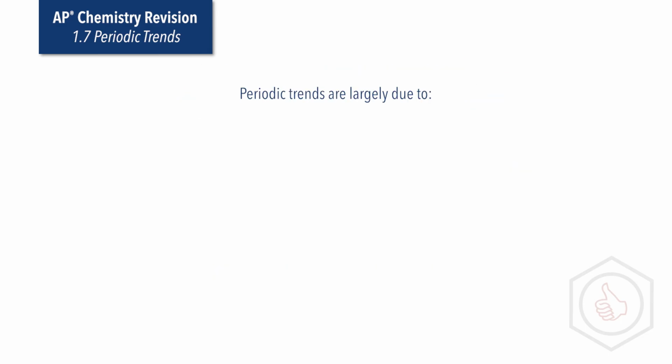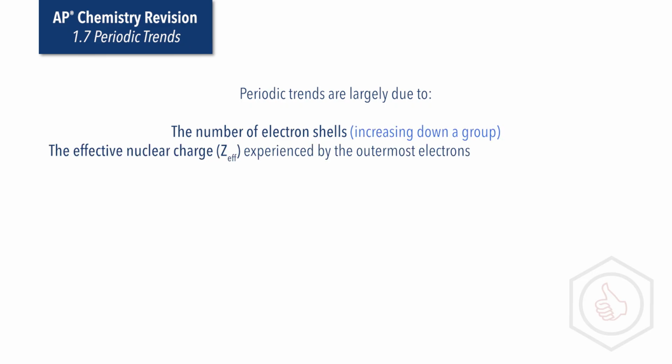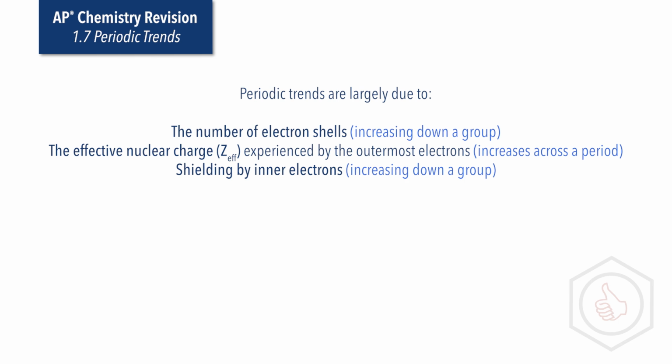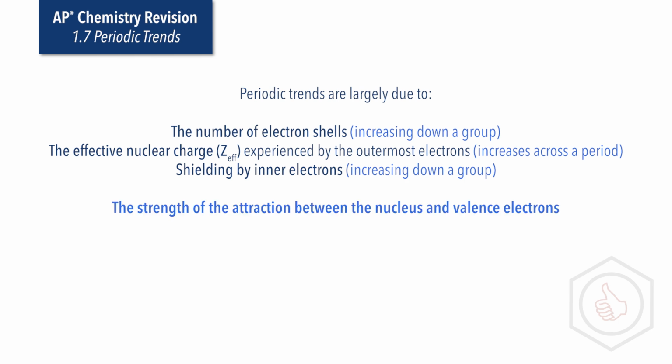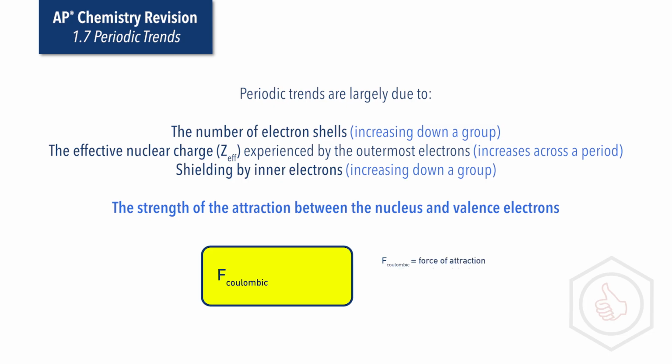These trends are largely due to the number of electron shells increasing down a group, the effective nuclear charge experienced by the outermost electrons, which increases across a period, and shielding by inner electrons, which also increases down a group. These all link together to affect the strength of attraction between the nucleus and the valence electrons in an atom, and can be explained using Coulomb's law, where the force of attraction is proportional to the charge of particle 1 times charge of particle 2 divided by the distance between them squared.